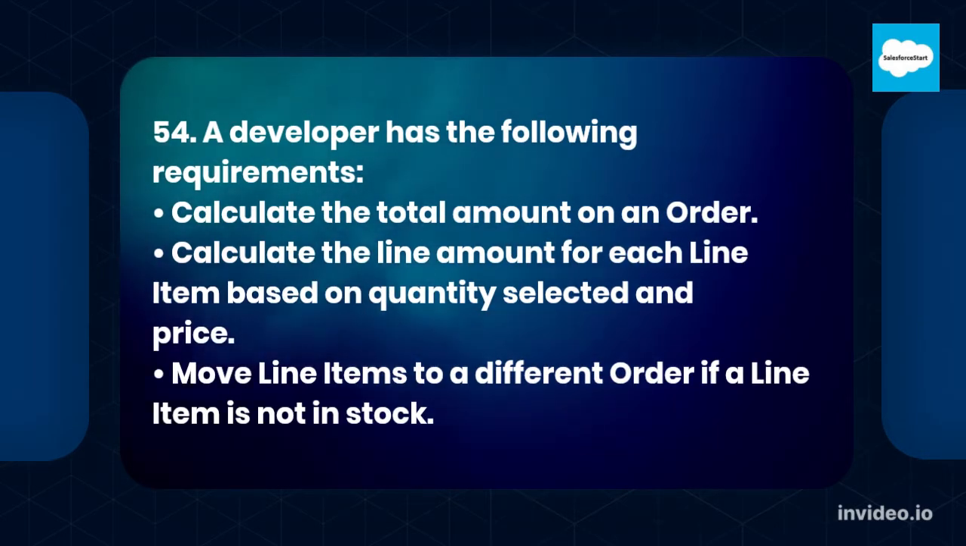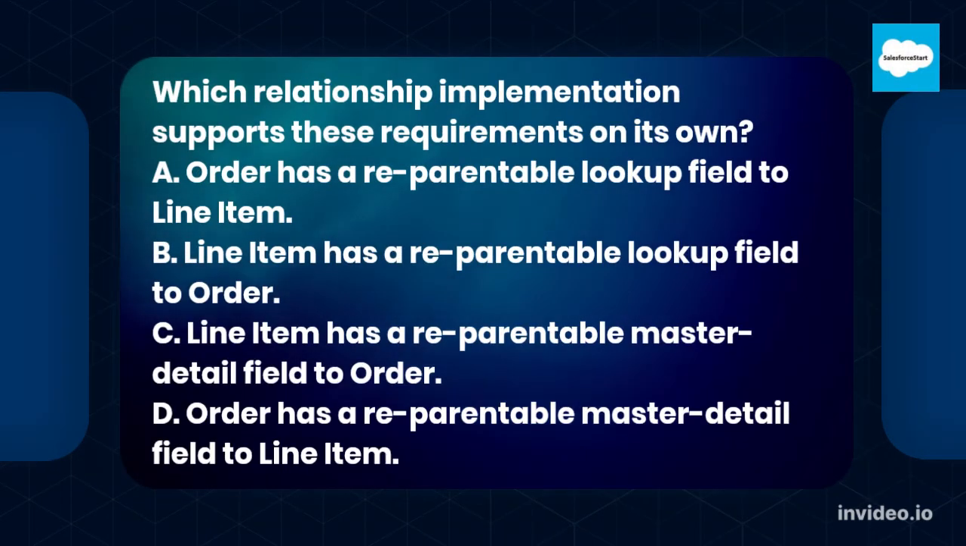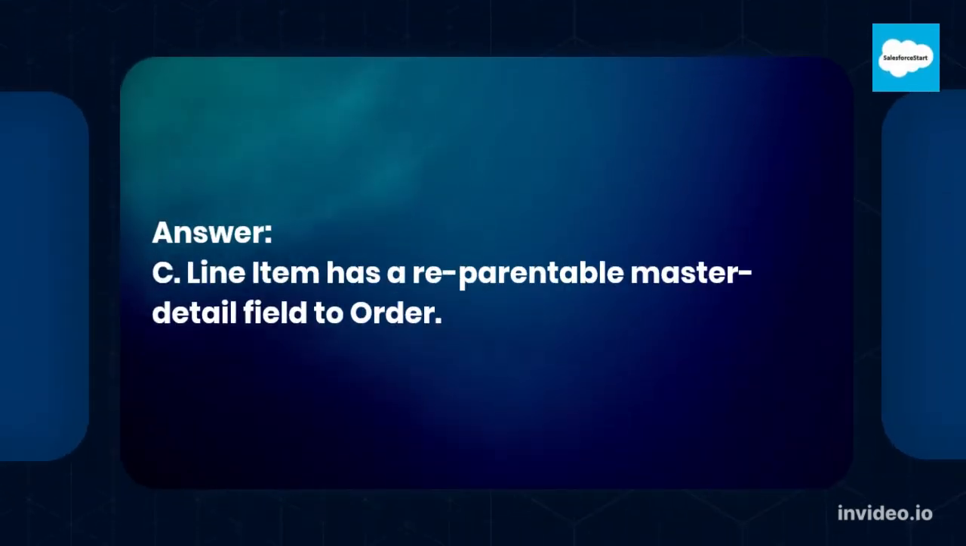54. A developer has the following requirements. Calculate the total amount on an order. Calculate the line amount for each line item based on quantity selected and price. Move line items to a different order if a line item is not in stock. Which relationship implementation supports these requirements on its own? A. Order has a reparentable lookup field to line item. B. Line item has a reparentable lookup field to order. C. Line item has a reparentable master-detail field to order. D. Order has a reparentable master-detail field to line item. Answer: C. Line item has a reparentable master-detail field to order.